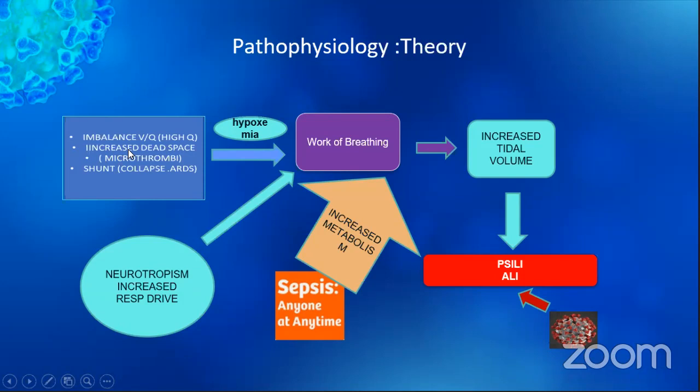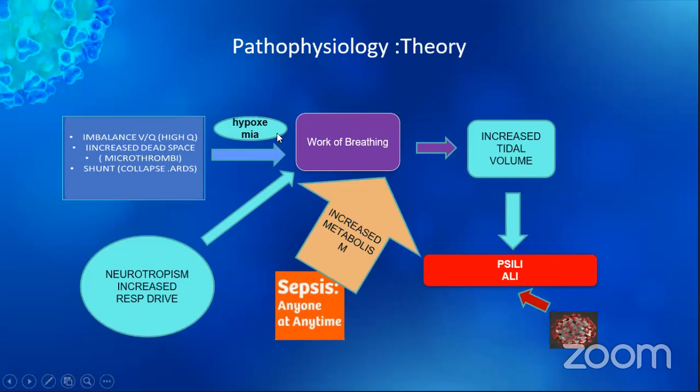The other mechanism they have observed at the micro level is that COVID-19 causes microthrombi formation. And after microthrombi formation, what will happen? The gas exchange area will be reduced and dead space increased. Third, once the collapse and ARDS happens, there will be shunting, so oxygenation will not be proper. So this is an in-depth view of the pathophysiology, what's going on in the lungs.